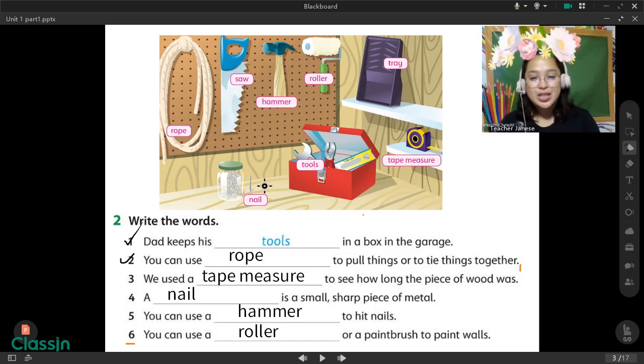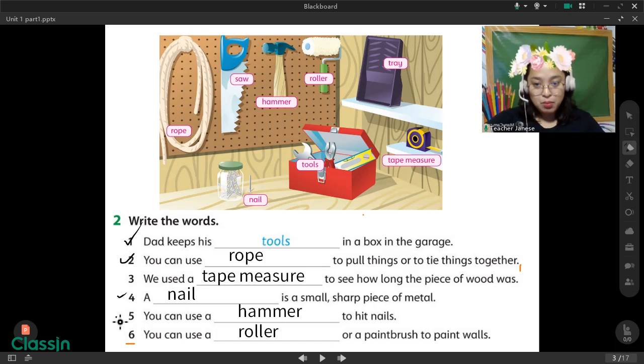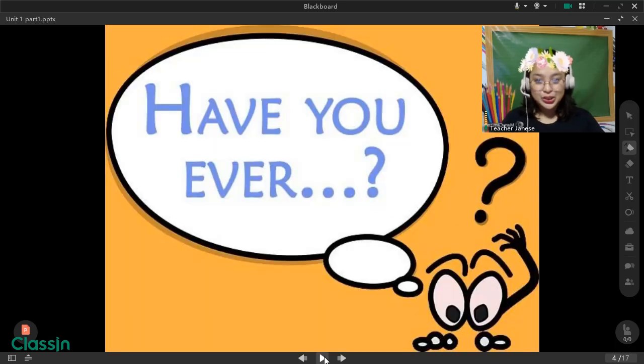Yes, we used a tape measure to see how long the piece of wood was. Number four, a nail is a small, sharp piece of metal. And number five, you can use a hammer to hit nails. And number six, you can use a roller or a paintbrush to paint walls. Yes, very good. Okay, do you have questions? Okay, no questions. So let's move on.